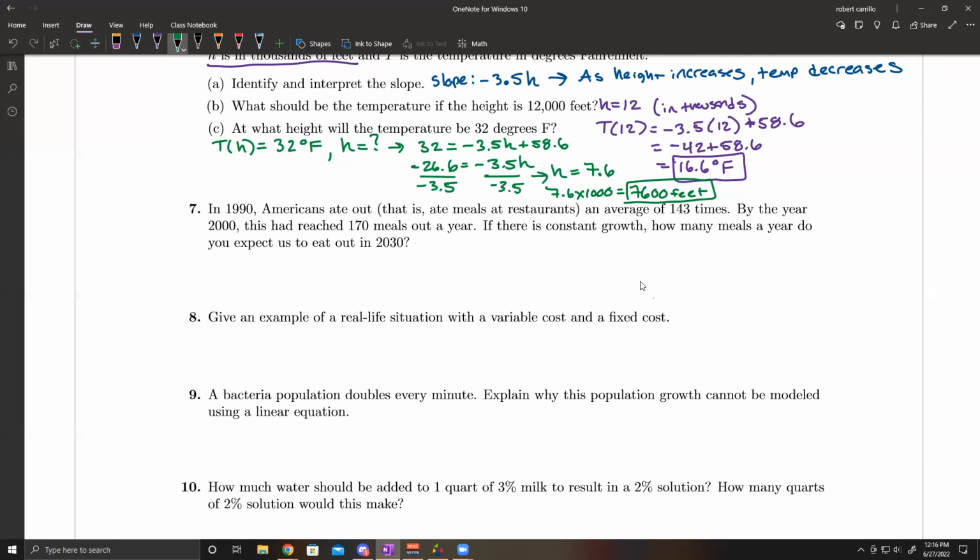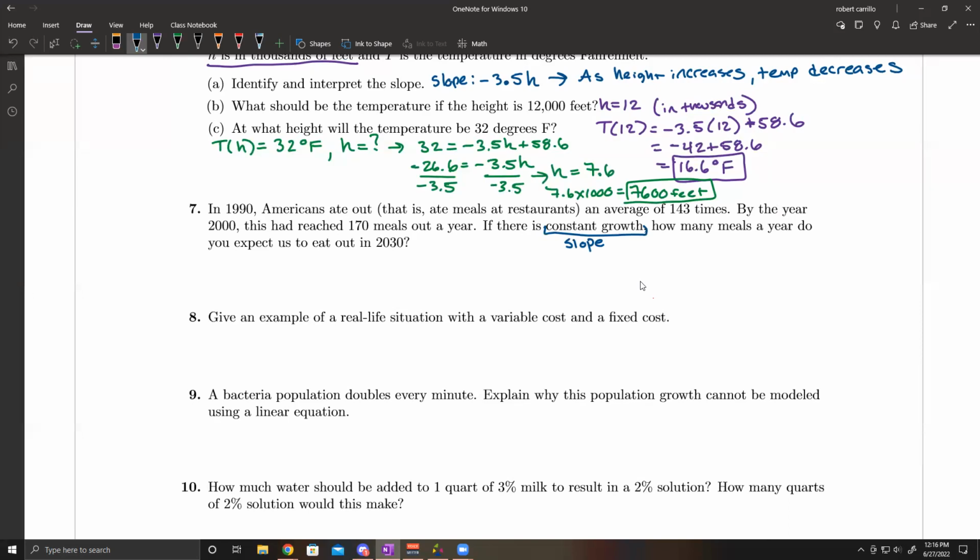So we want to know how many times we are going to go out to eat by the year 2030. Okay, so since there's a constant growth, we want to find the slope. We want to find the change in how many meals are being eaten at a restaurant in America, right? So constant growth is just fancy for slope.